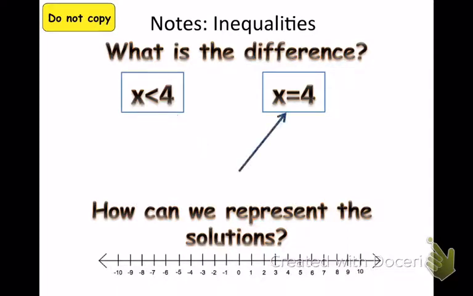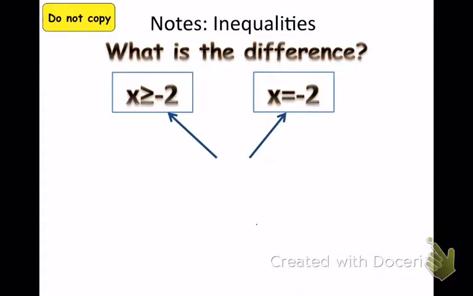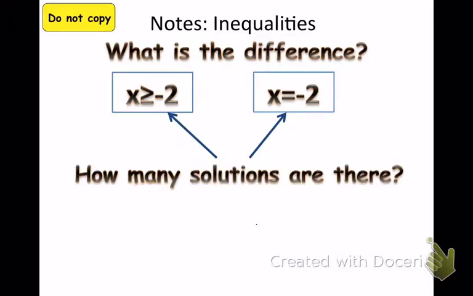Let's look at one more example like this. It's not in your notes. This one is very similar to the previous ones. Again, the one on the right has one solution. The one on the left has an infinite number of solutions. But this one has actually one more solution than the previous one, even though there's an infinite number. The equal sign here adds one more answer, which is the number -2.